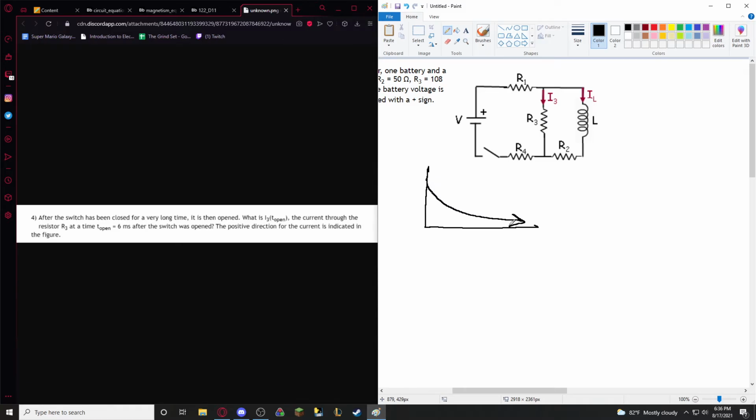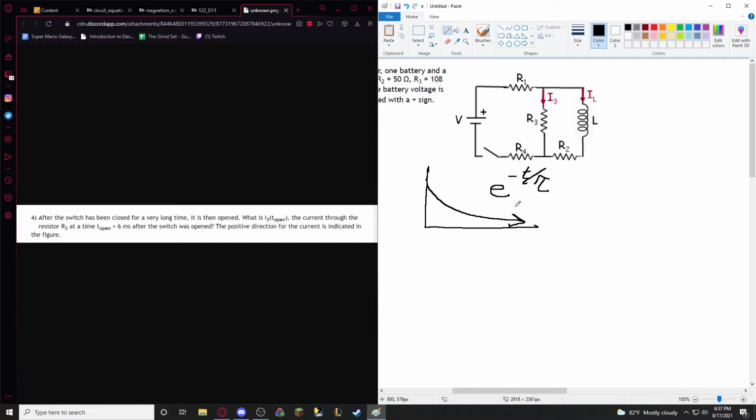It's going to decrease, and it's going to be an e to the minus t over tau, because it's an exponential decrease. The question asks, it's closed for a very long time, then opened, and what is I3, the current through the resistor R3, at a time t equals 6 milliseconds after the switch was opened.